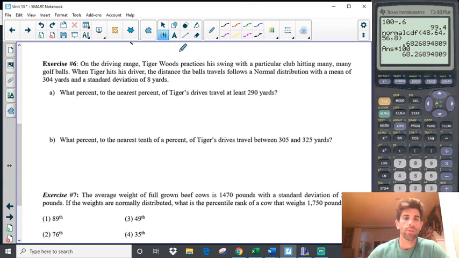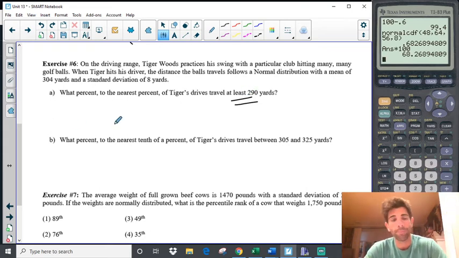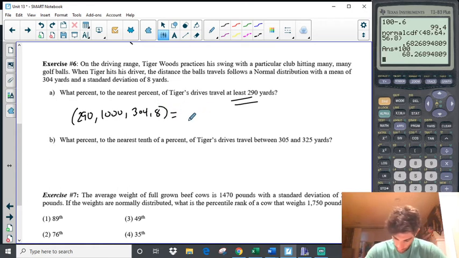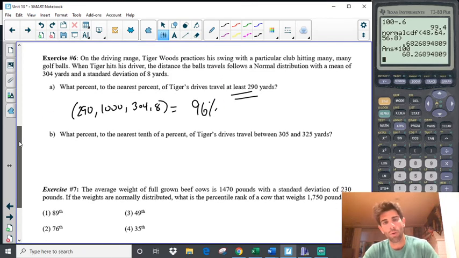Next one. On the driving range, Tiger Woods practices his swing with a particular club, hitting many, many golf balls. When Tiger hits his driver, the distance the ball travels is a normal distribution with a mean of 304 and a standard deviation of 8. What percentile, to the nearest percent, of Tiger's drives travel at least 290? If you're at least 290, you're 290 and above. So the lowest would be 290, that's at least. The highest goes to infinity. His mean was 304, his standard deviation is 8. Put that all in your calculator. So 96% of Tiger Woods' drives would go above that.